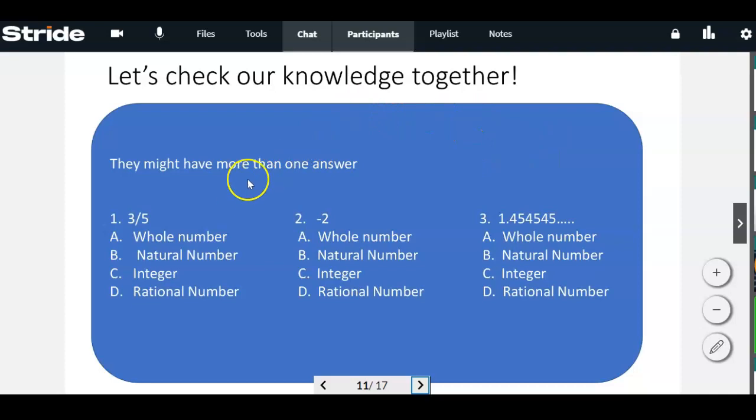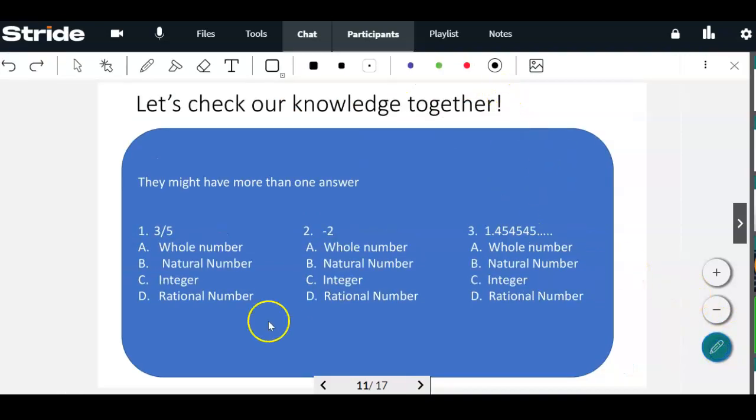So let's just check this real quick. It might have more than one answer. So 3/5, is it a whole number? Whole numbers are 0, 1, 2, 3; they're not a fraction. So no. Hold on, get my pencil. Natural number? No. Is it an integer? No. But it is a rational number because you can write it in the fraction form of a over b.